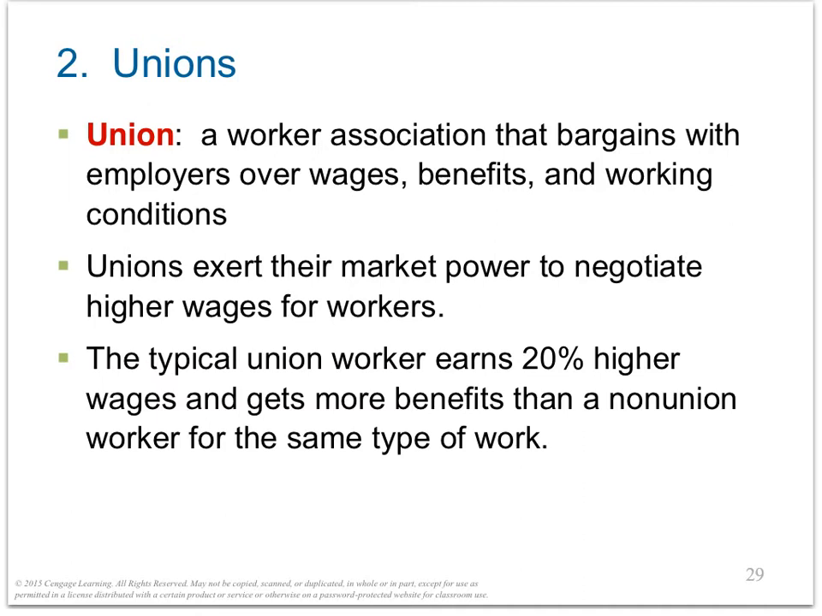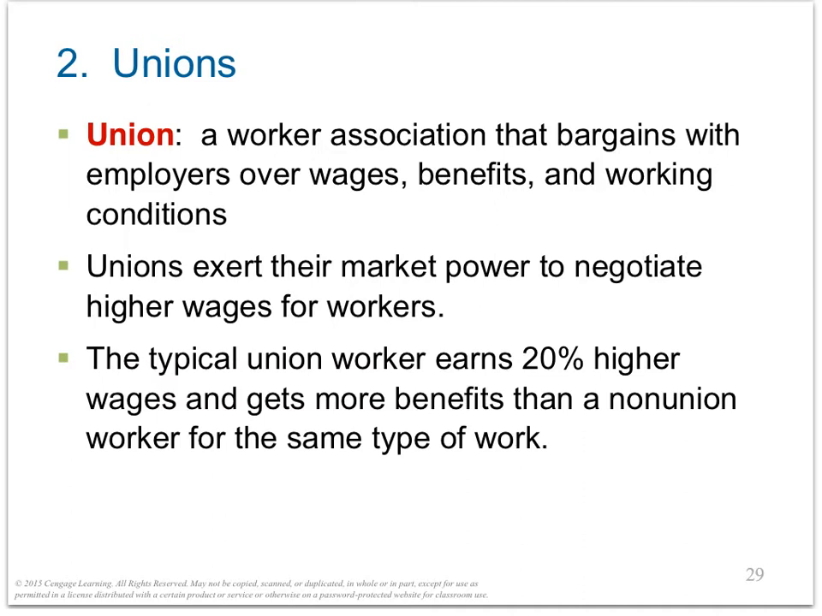Most workers in the US economy discuss their wages, benefits, and working conditions with their employers as individuals. By contrast, workers in a union do so as a group. The process by which unions and firms agree on the terms of employment is called collective bargaining. When a union bargains with a firm, it asks for higher wages, better benefits, and better working conditions than the firm would offer in the absence of a union.